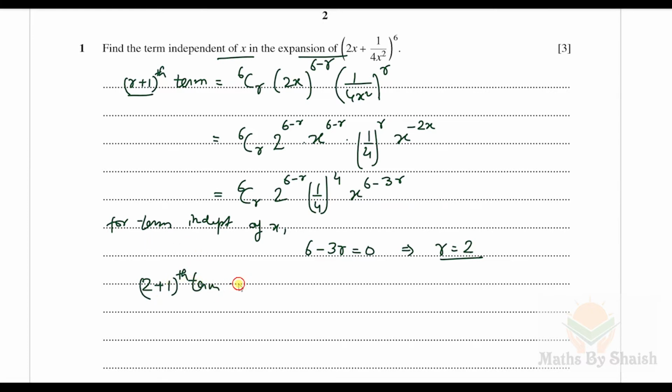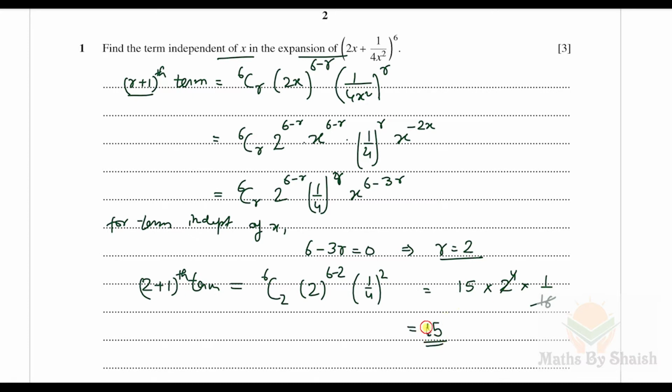or term independent of x, is equal to 6C2 2 raised to the power 6 minus 2, 1 over 4 to the power 2, and x to the power 6 minus 3 into 2, that is 0. Of course we are not going to get x here, so we'll simplify. 6C2 is 15 into 2 raised to the power 4 into 1 upon 4 raised to the power 2, that is 16 here, and we know these two are same, so cancelled, and the answer is 15.